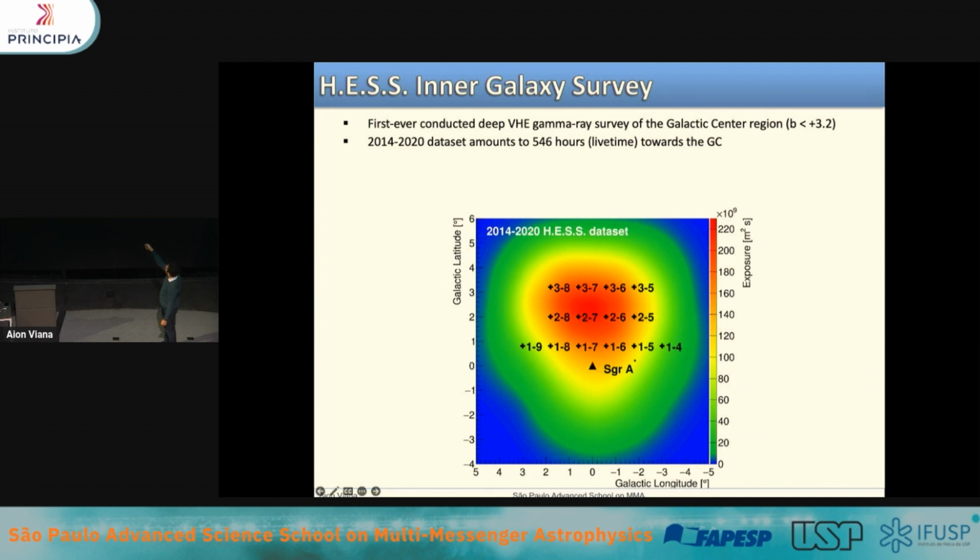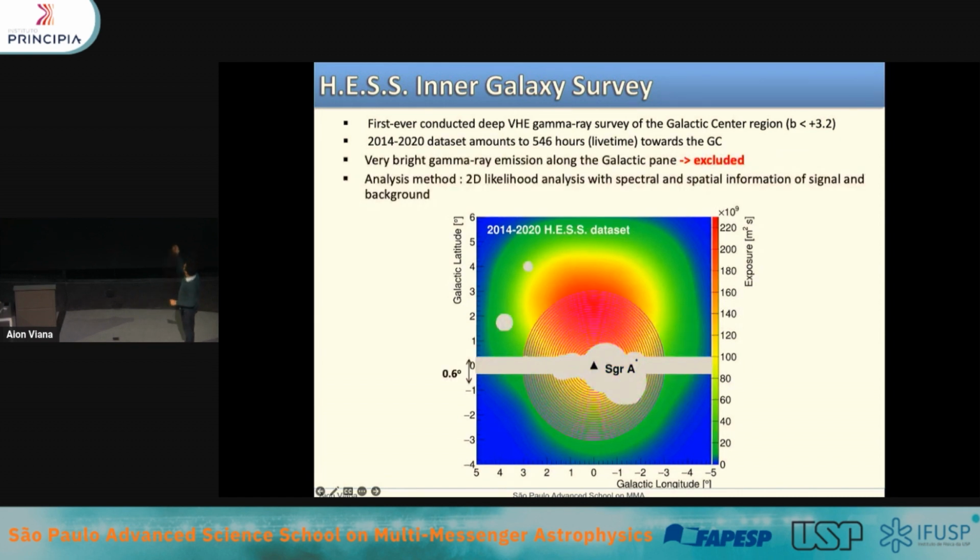If you take just 2014 to 2020, you have more than 500 hours of observation. And we can use that to see if we can detect any gamma rays coming from annihilation of dark matter. So that's what was done. One of the first things that we do is cut off this inner part here, because we know that there are gamma rays coming from there, and it's a very complex region. It serves as a very difficult background, so we basically ignore it and try to see if we can see gamma rays coming from this halo area. So we slice into small bins and small rings around the galactic center, and we use a 2D likelihood analysis using both spectral and spatial information about the signal to derive the limits.